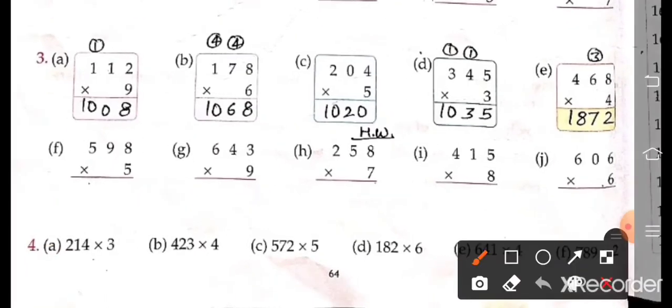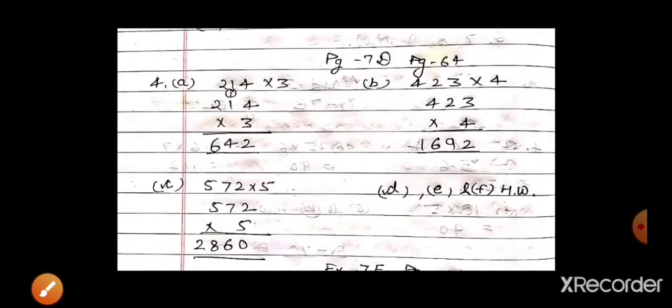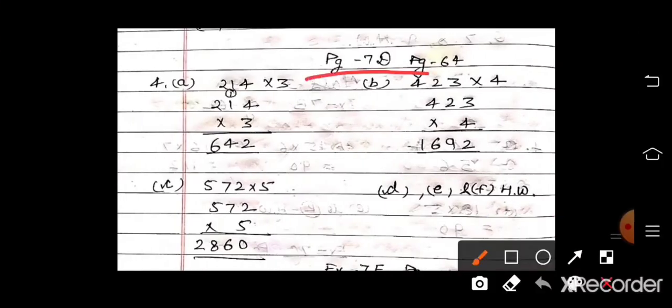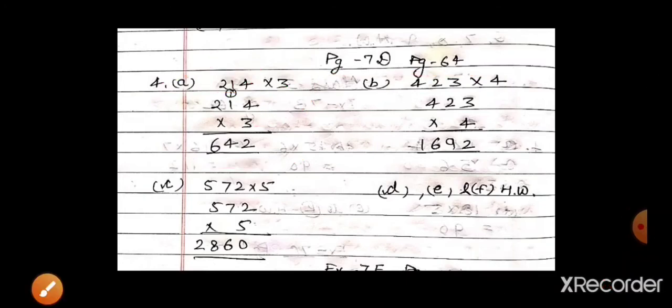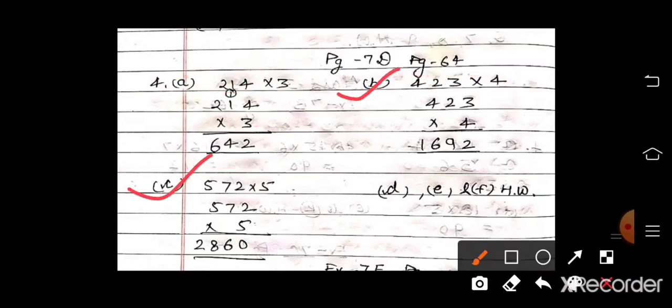Now question number 4 you have to do in your notebook. So take out your notebook. Write exercise 7D, page number 64, question number 4. 214 multiply 3. So arrange like this. 3 fours are 12, 2 here, carry 1. 3 ones are 3 and add carry 1, so 4. Now 3 twos are 6. 642 is the answer. Okay, so like this you have to do simple multiplication. Okay, I have done B and C part, and you have to do D, E, F in your homework.